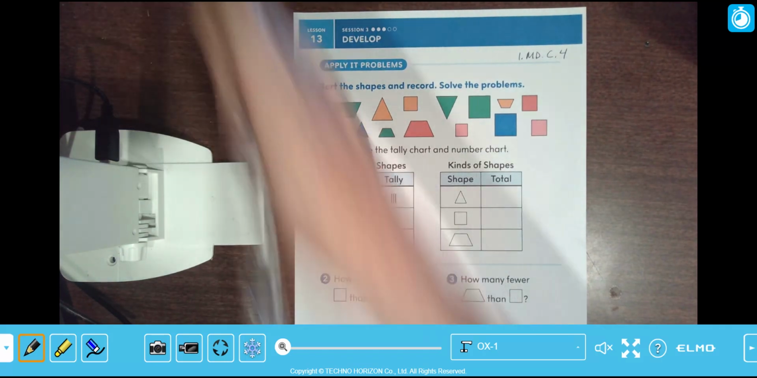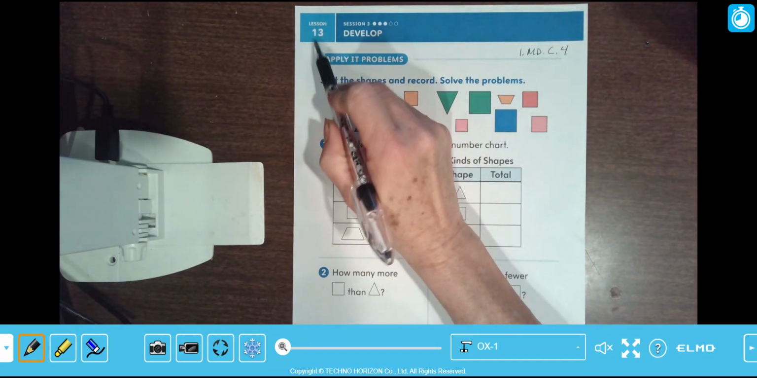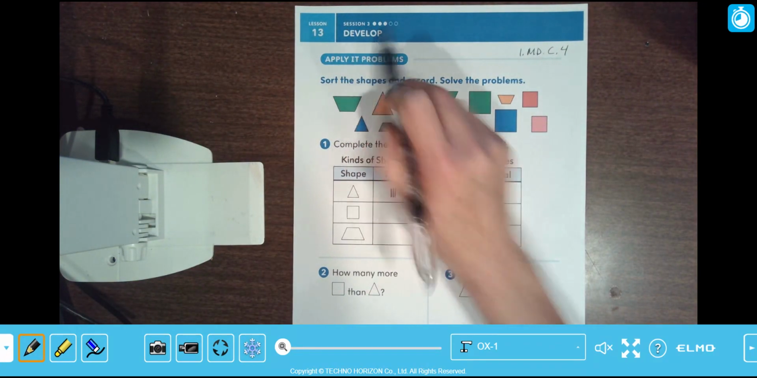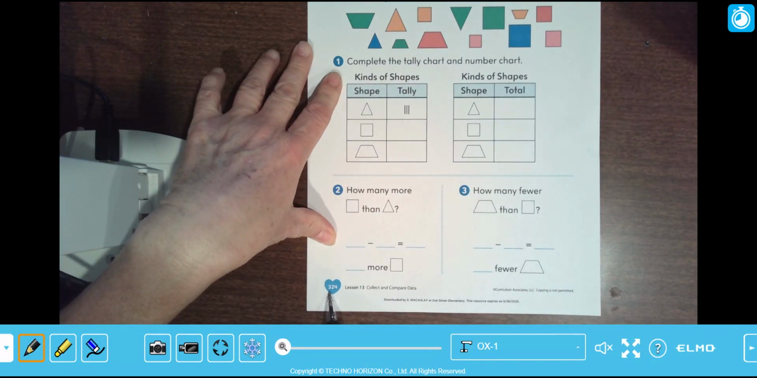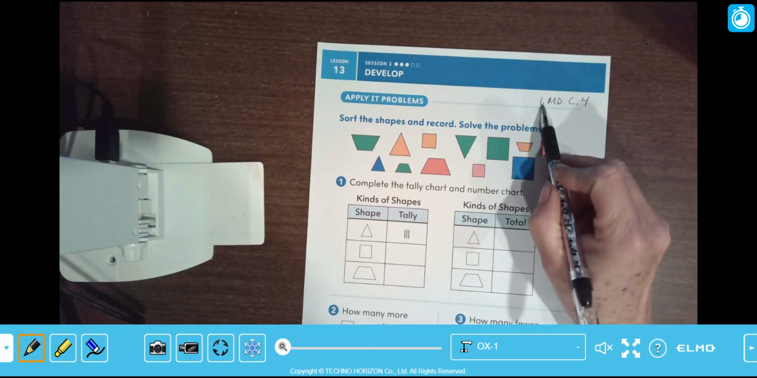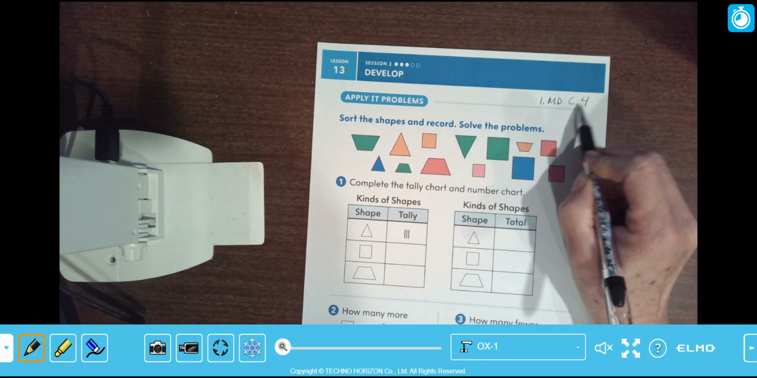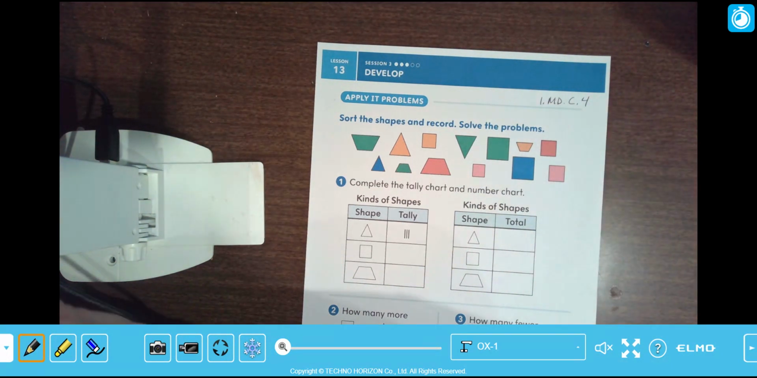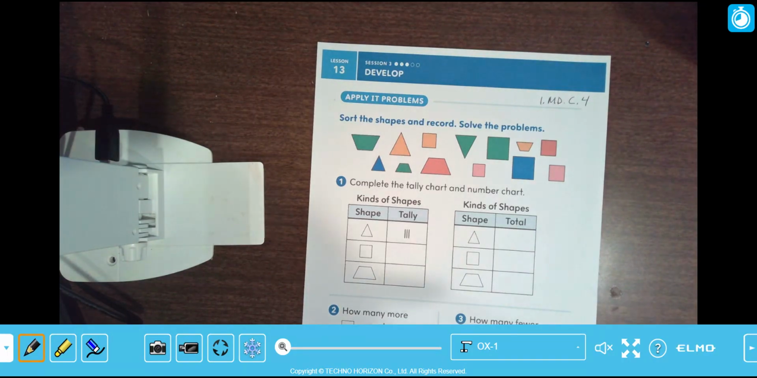Hello. Today we're going to be doing this homework here. It's from Lesson 13, Session 3, Develop, from the iReady Math for first grade, on page 324. It's called Lesson 13, Collect and Compare Data. Our standard for today is 1, which is for first grade, MD, which is measurement and data, C, number 4. This standard has to do with asking and answering questions about data.